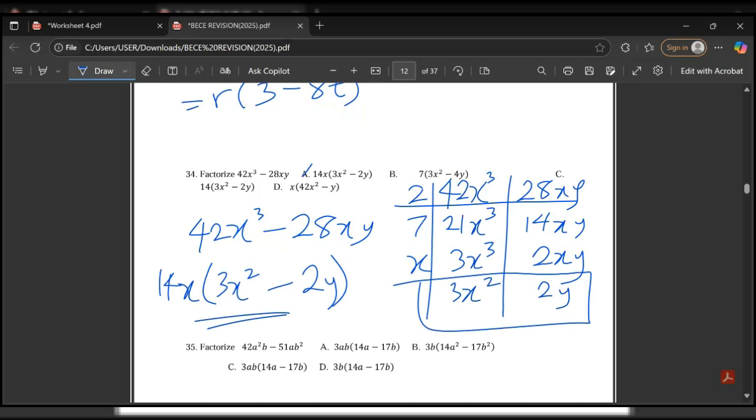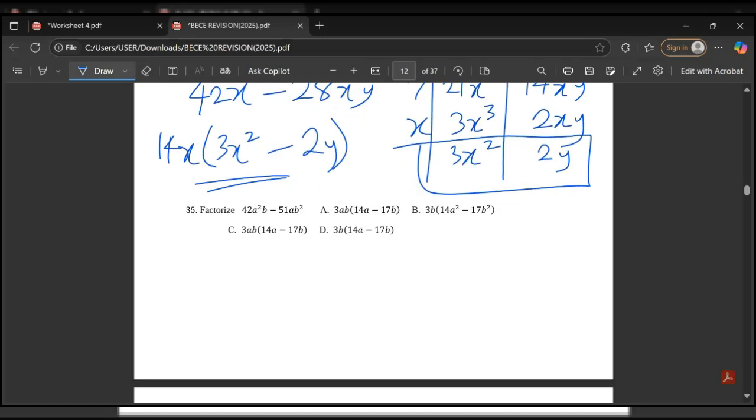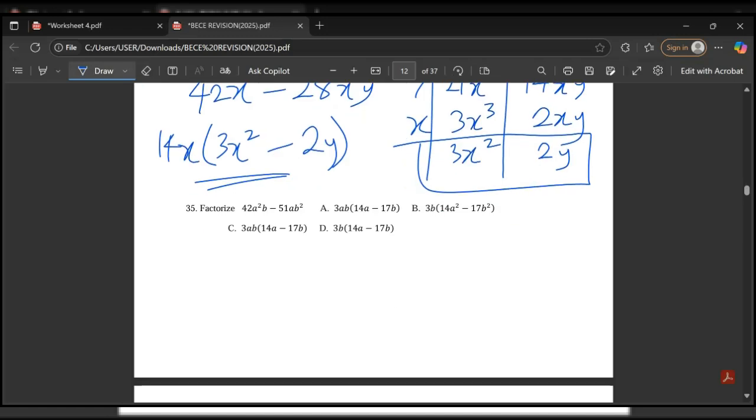Then question 35. The same thing. We can do the same thing to solve this, so it will be faster. 42a squared b, then 51ab squared. If you look at this, 42, 51, 3 can divide. You'll be wondering, how do I know that 3 can divide? By the time you watch the divisibility rule, you understand it.